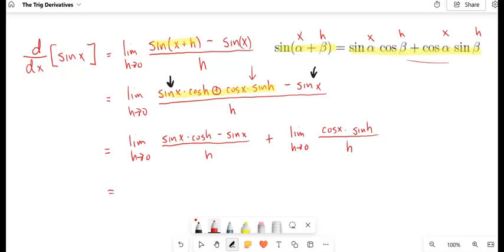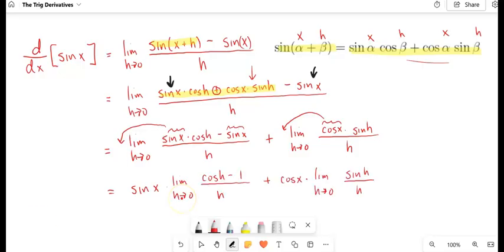h is going to 0. So anything that has only x's, like this has only an x, this has only an x, this has only an x, these things can be factored out of the expression and pulled out of the limit. So I can remove this sine of x and say that's the limit as h goes to 0 of just the cosine minus 1 over h.